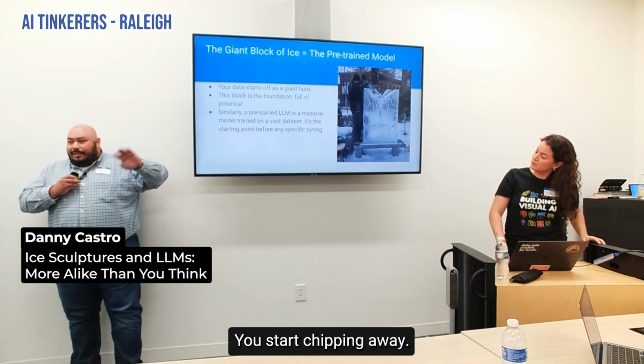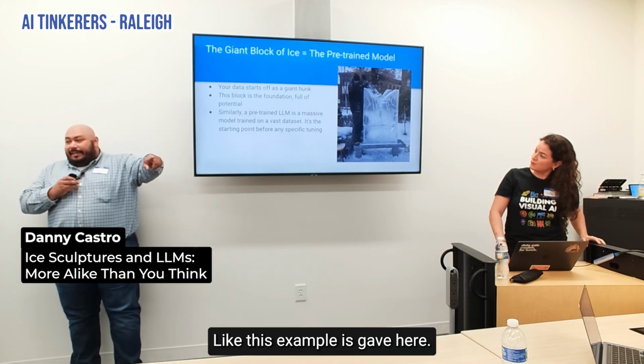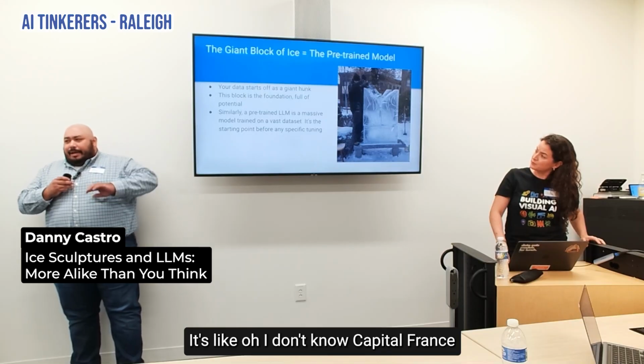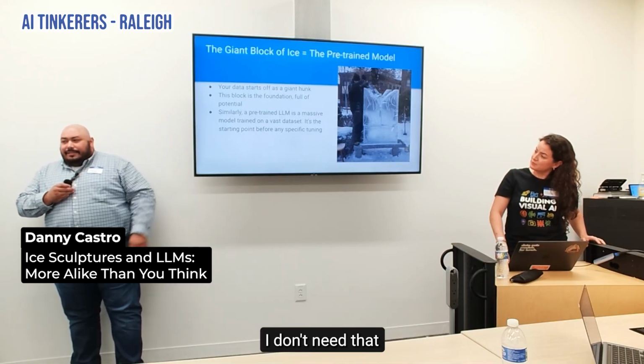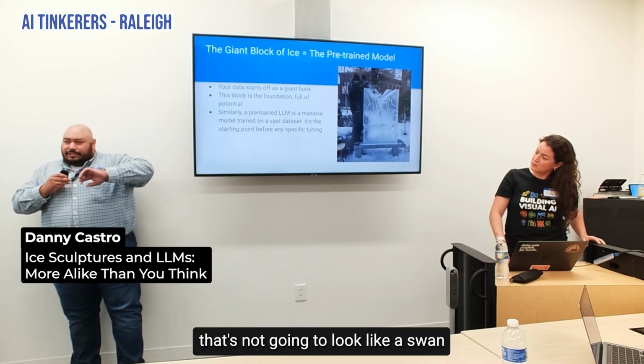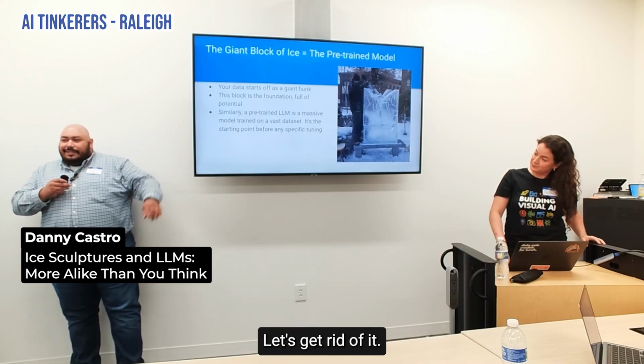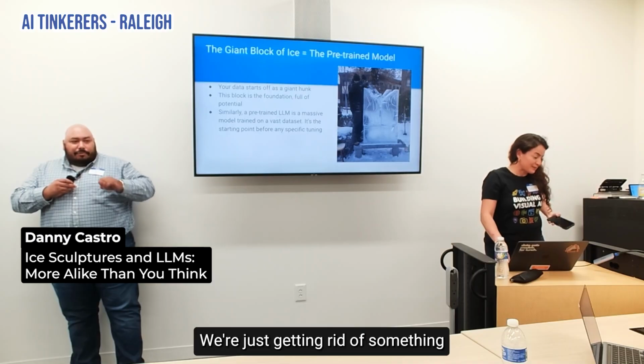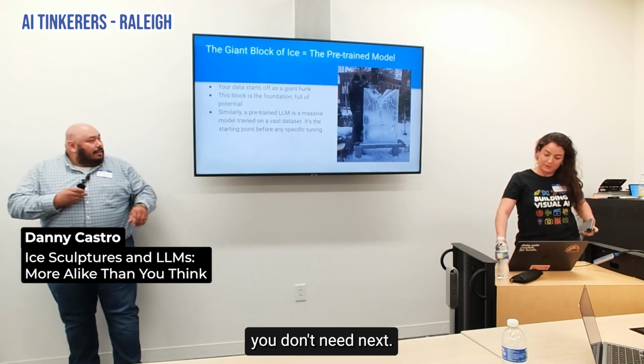You start chipping away, right? Like the example we just gave here, it's like, oh, I don't know, capital of France. Psh, I don't need that. Literally with the ice sculpture, oh, that's a chunk I don't need. That's not going to look like a swan if I have that there. Let's get rid of it. It's the same kind of experience. We're just getting rid of something you don't need. Next.